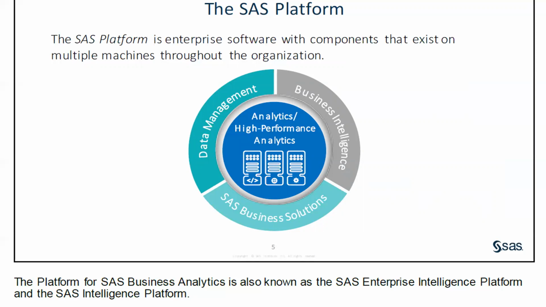In the SaaS platform, again, we have three types. One is the business intelligence, then business solutions, and the data management. Data management means data flux will come under the data management. Then DI Studio also comes in the data management. Business intelligence means all the reporting tools, and business solutions are all the web browsers, we can also call it the reporting tools, and high performance analytics also we can do using this SaaS platform.